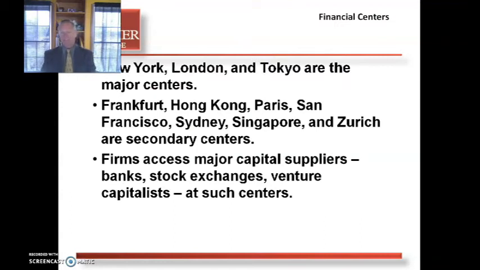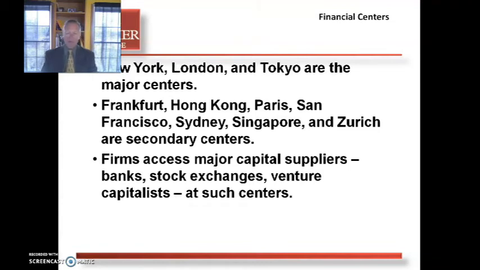So the major financial centers out there are New York, obviously, with the New York Stock Exchange and the NASDAQ, the London Stock Exchange, and the Tokyo Stock Exchange. Those are the major centers for equity financing. So you can sell equity shares or shares of stock on any one of those financial centers.